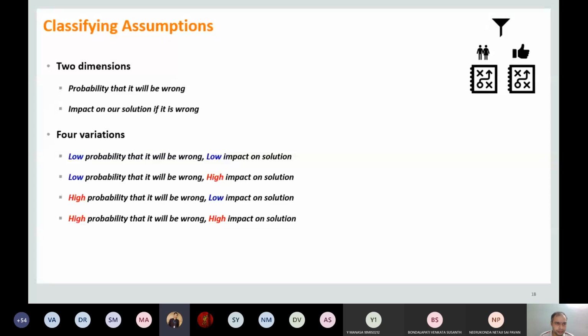Yes, sir. Sir, yeah. Hello, sir. Sir, what is this, sir? High probability and low impact on solution. So high probability that it will be wrong and low impact on the solution. That's what I told you.